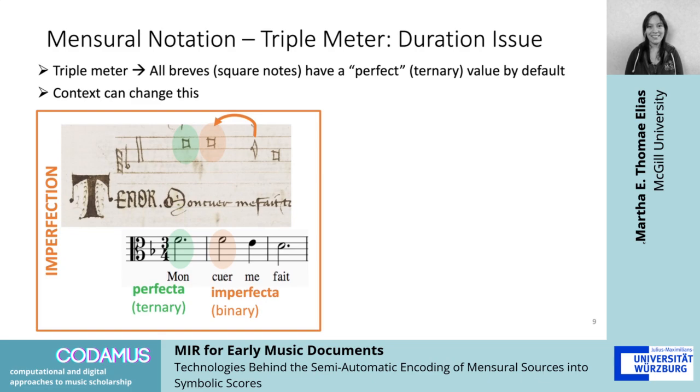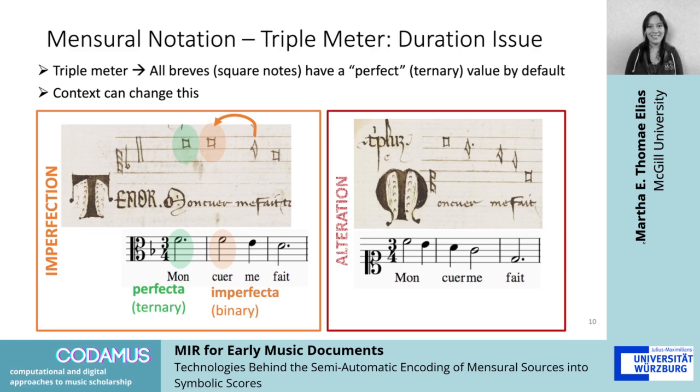There are two common modifications that happen because of context in triple meter. The first is imperfection, the other one is alteration. And that's what happened in this second example.